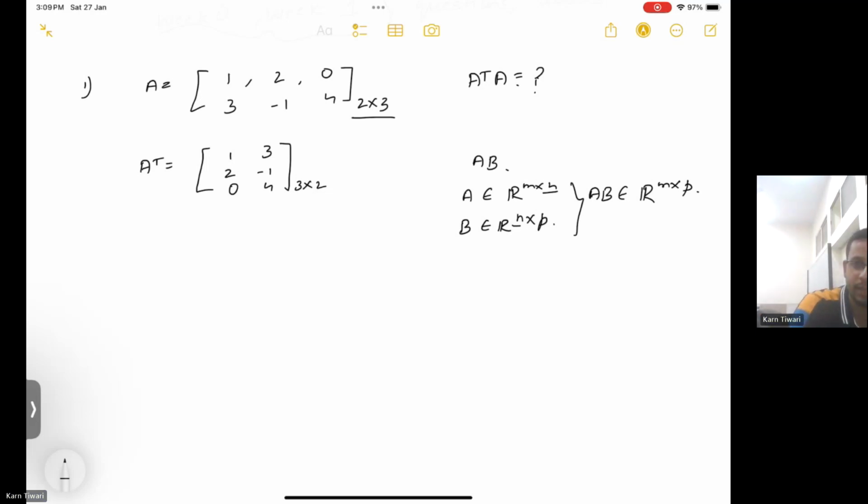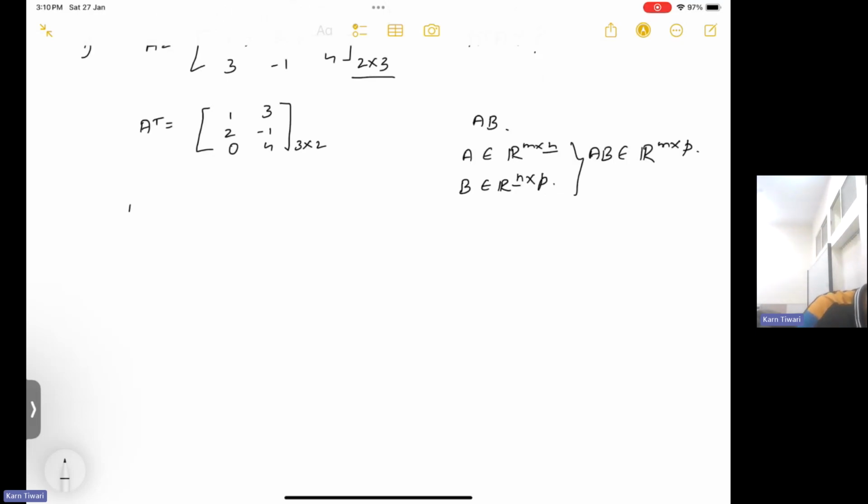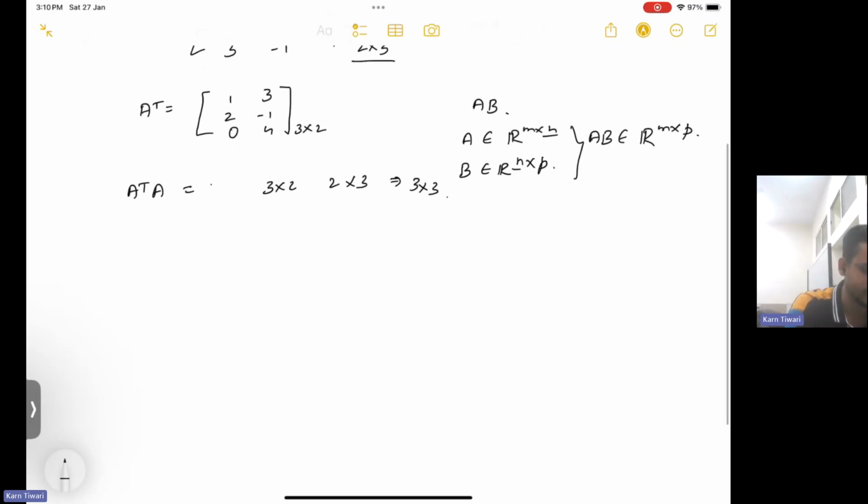We know A has the shape 2 cross 3. We know A transpose is 3 cross 2. And we need to find A transpose A, so you can guess its shape. The first is 3 cross 2, and the second is 2 cross 3, which implies it will have a shape of 3 cross 3. So options A and B are directly eliminated, and we are left with two more options.